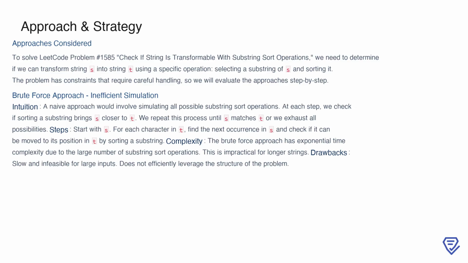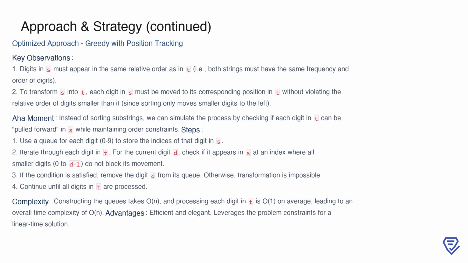While conceptually straightforward, this approach is far too slow for real-world use cases involving large inputs. To address the inefficiency of the brute force approach, we turn to an optimized strategy that uses a greedy method combined with position tracking. The first key observation here is that the digits in S must appear in the same relative order as in T.